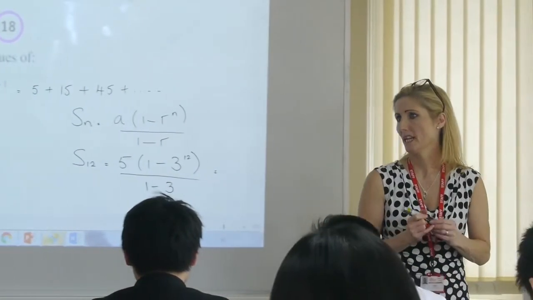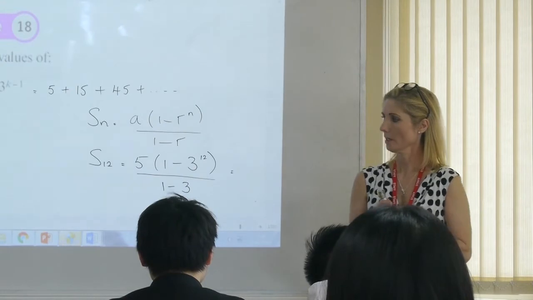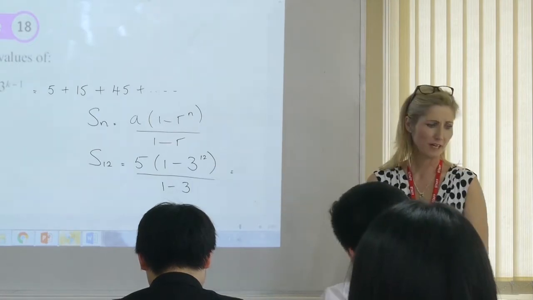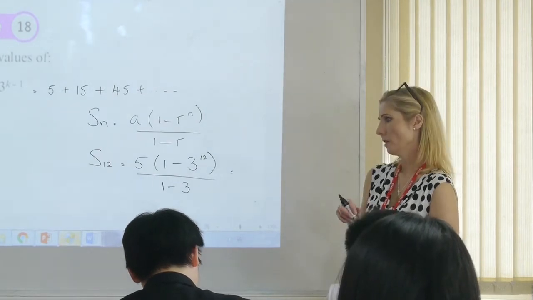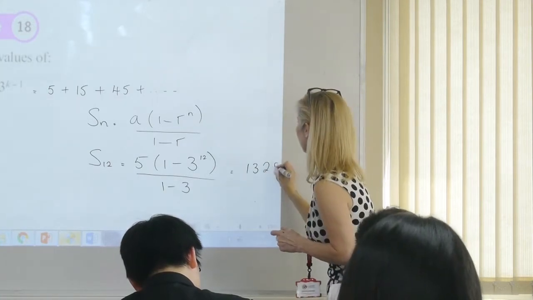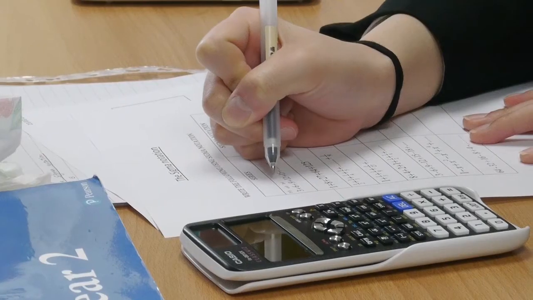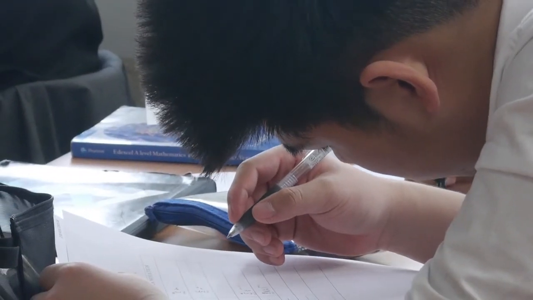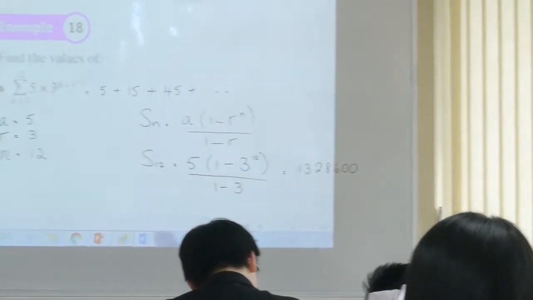It's a calculator job, isn't it? Right, this grows huge, very, very quickly. So, who's going to provide the number? 1,328,600. Okay, massive number.